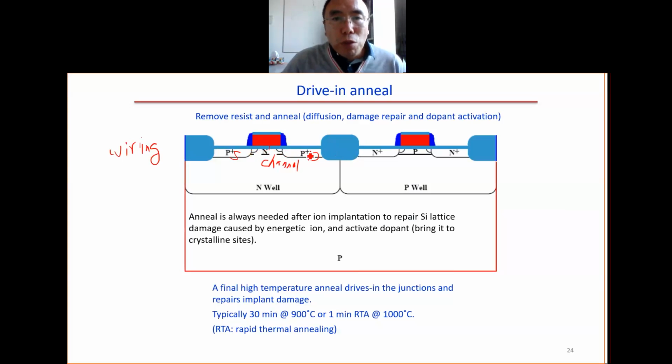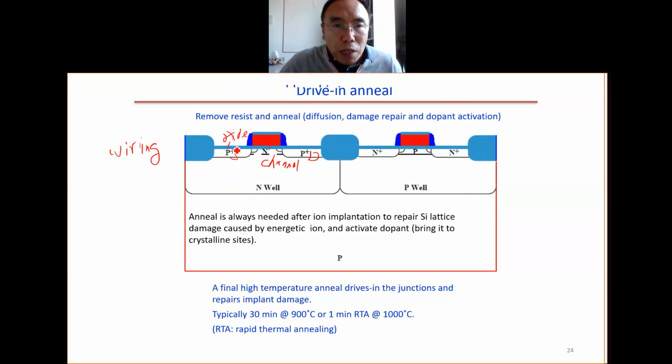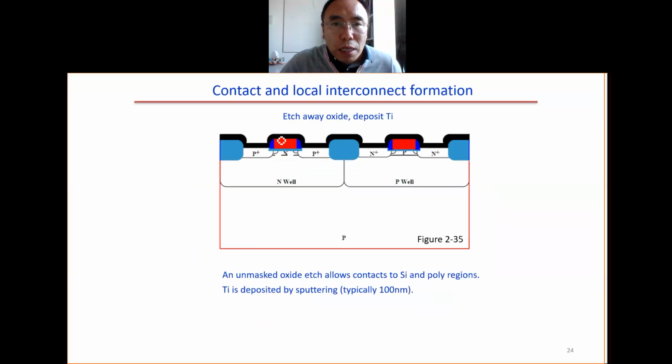So first, we need to remove this oxide. So we have an oxide here. We need to remove this oxide. Then we do the metal. We deposit the metal. So we first etch the oxide from this part, etch the oxide, and also etch the oxide from here. Then we deposit titanium. So this titanium is typically 100 nanometer thick, by sputter deposition.